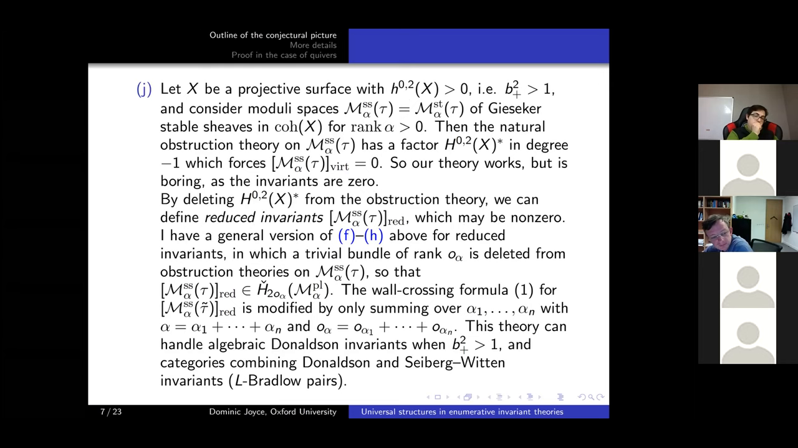Okay, so then using that theory, I can handle algebraic Donaldson invariants for b2 plus greater than 1, and also categories which combine Donaldson and Seiberg-Witten invariants.